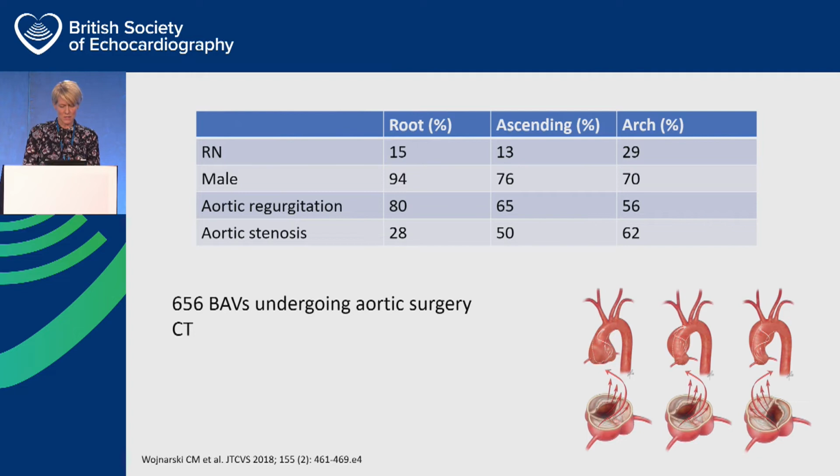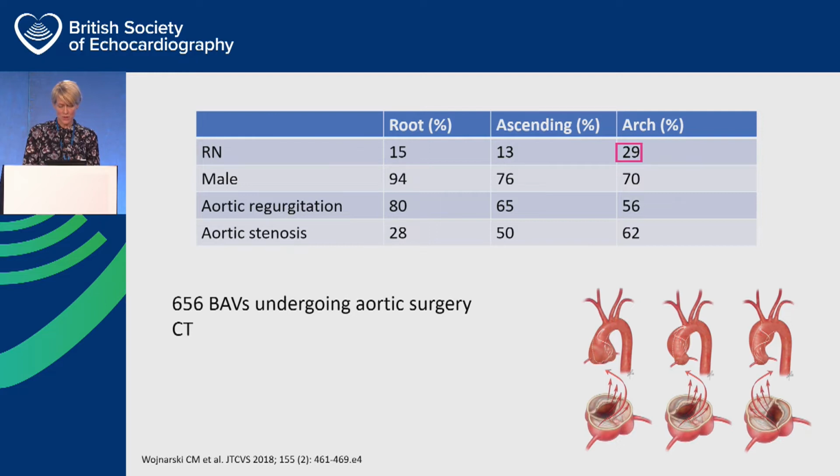This is a really nice study, and there are some just fantastic papers out there with tons and tons of patients with BAVs. It sounds like heaven. You know, they all come in and you look and see what they're like. This is a machine learning one, 656 patients, and they're trying to work out what kind of phenotypes they had. They were undergoing surgery, so they all had big aortas.